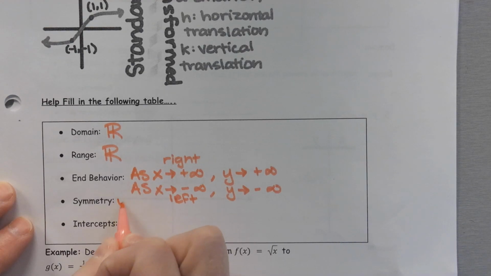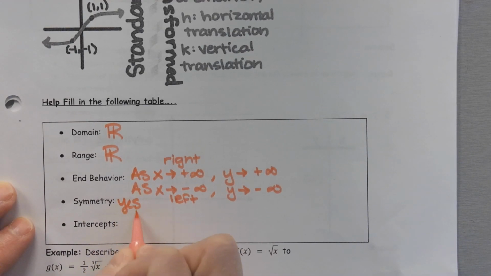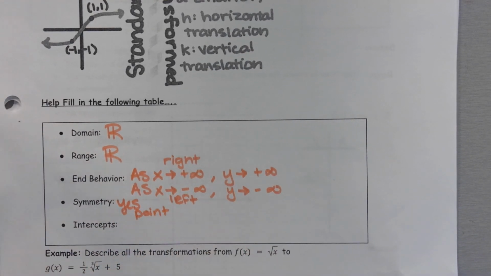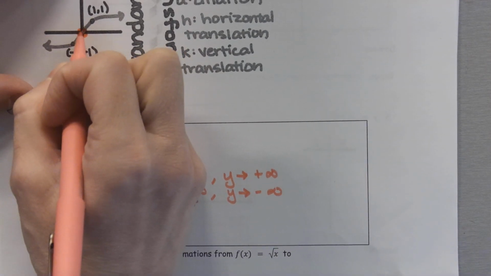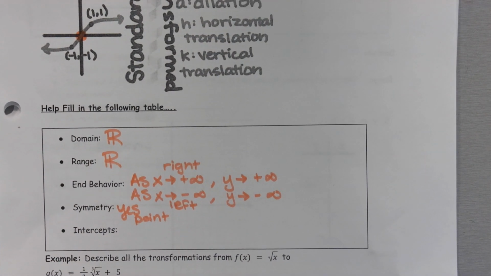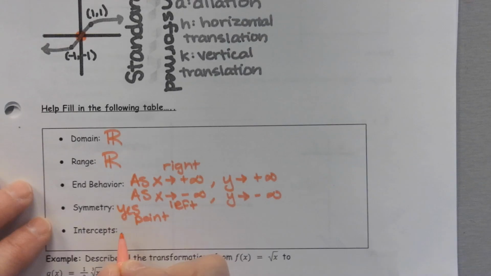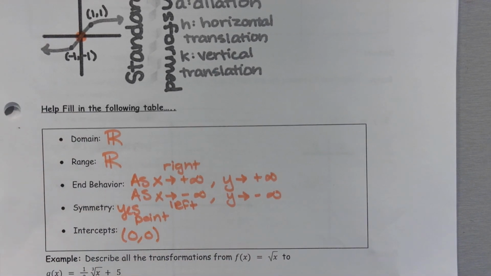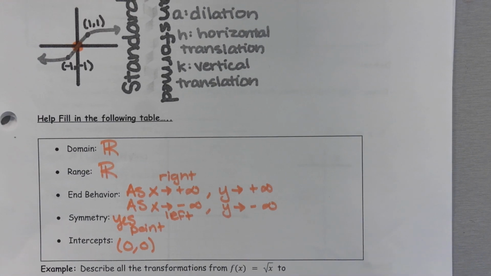So yes, we have symmetry, and in this case, it is point symmetry. Do you see how there's a point right here in the center of all this? And if I were to rotate an arm of the graph around, it would land back on top of itself. Where does my graph touch both the x and the y axis? 0, 0. Okay, so those are our different things that are important about the graph.